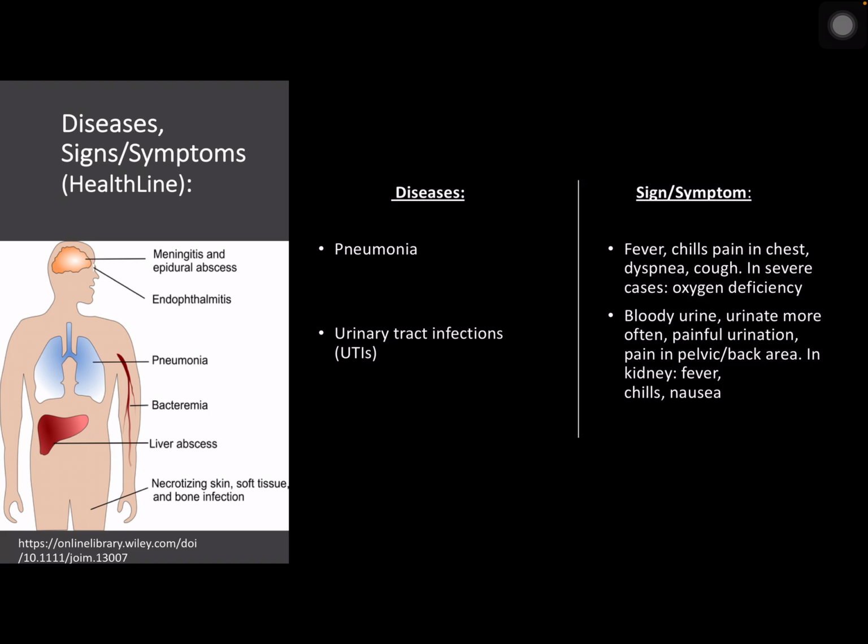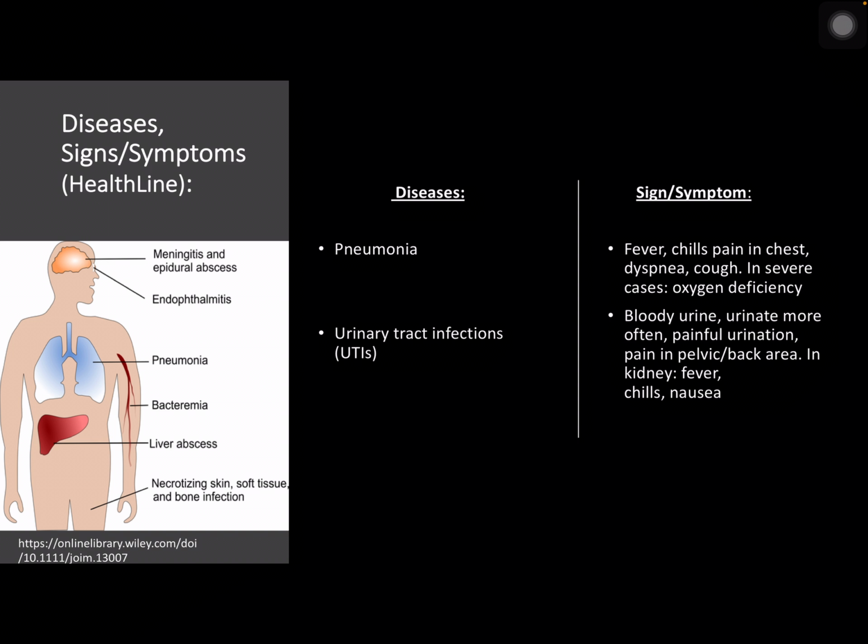So Klebsiella pneumoniae causes many diseases, and it depends on where the infection comes from. For example, if the infection comes from the eyes, it will cause endophthalmitis, or in the lungs, it will cause pneumonia. So first of all, pneumonia. Pneumonia is an infection in the air sacs of the lungs. It will cause fever, chills, pain in the chest, cough, and in some severe cases, oxygen deficiency.